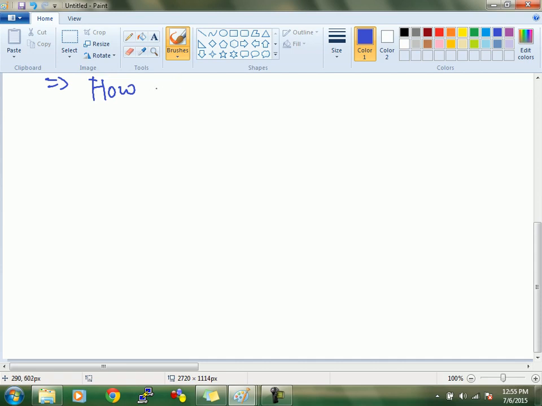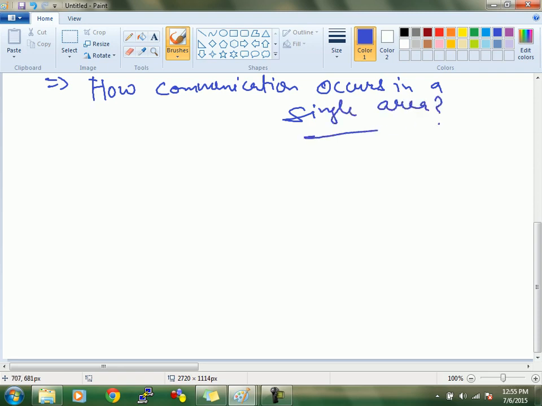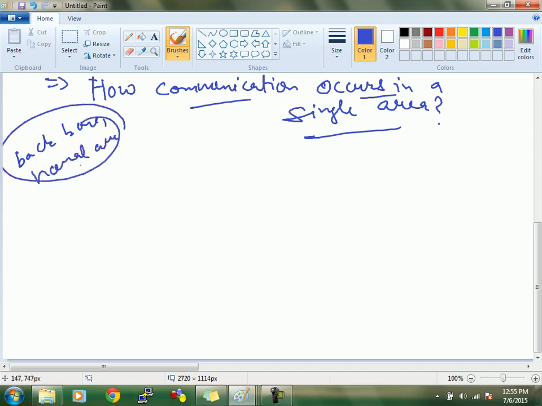First thing that we have to understand is how communication occurs in a single area. That area can be any area. That area can be backbone area also, or it can be a normal area also. This thing is clear. So today we have to discuss this topic, how communication will occur in a single area. We will start with this. If we have time, we will discuss how communication will occur in two different areas also.